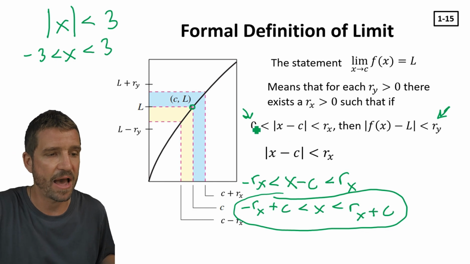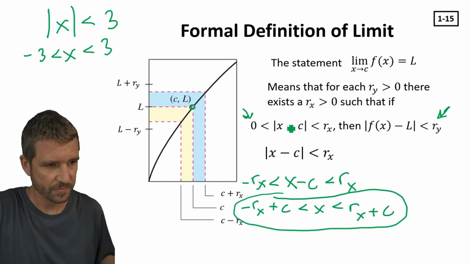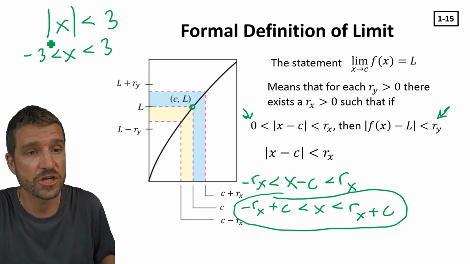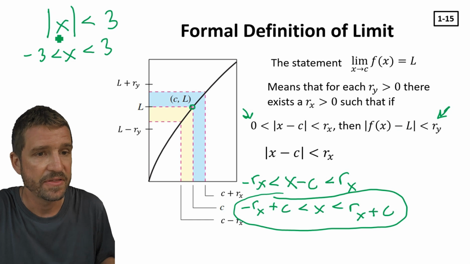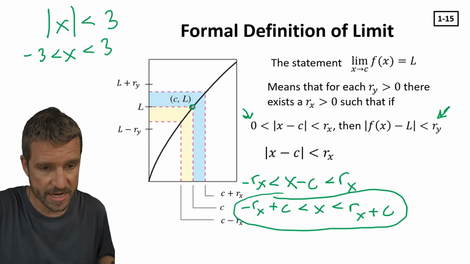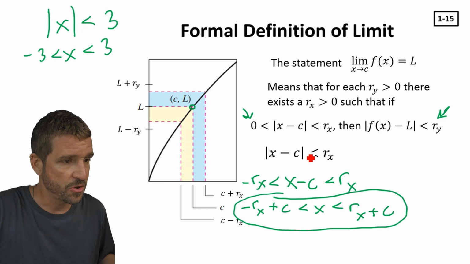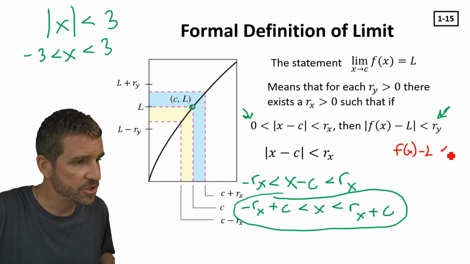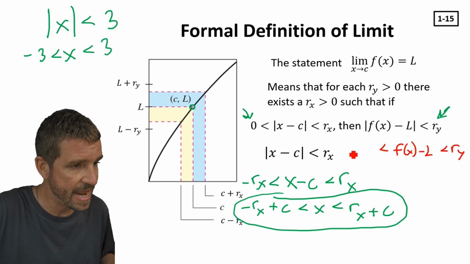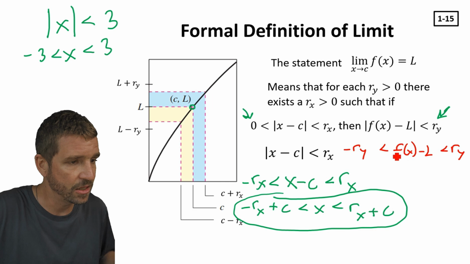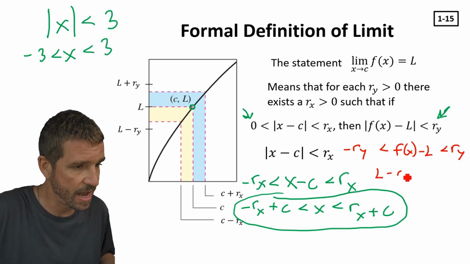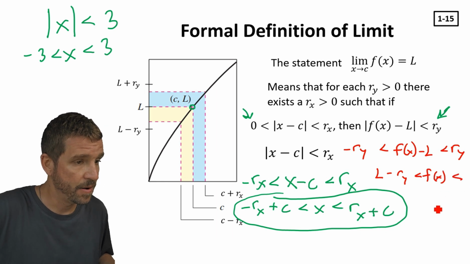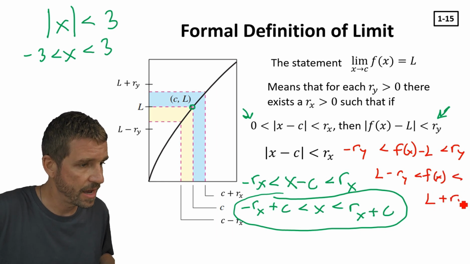Okay, so that's the reason that you have the 0 here. All right, so then the absolute value of f of x minus L is less than r sub y. So exactly what I just said, the same idea here. The absolute value of x less than 3. Let me change colors. So that essentially just means that f of x minus L is between r sub y and negative r sub y. Adding an L, we're going to get L minus r sub y less than f of x less than L plus r sub y, okay?